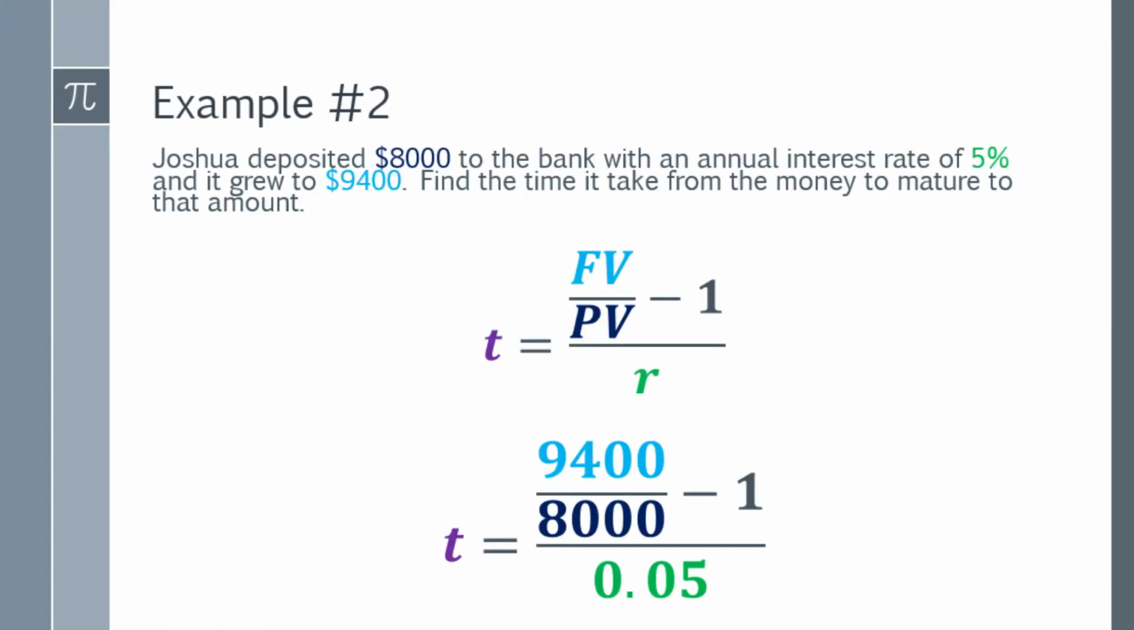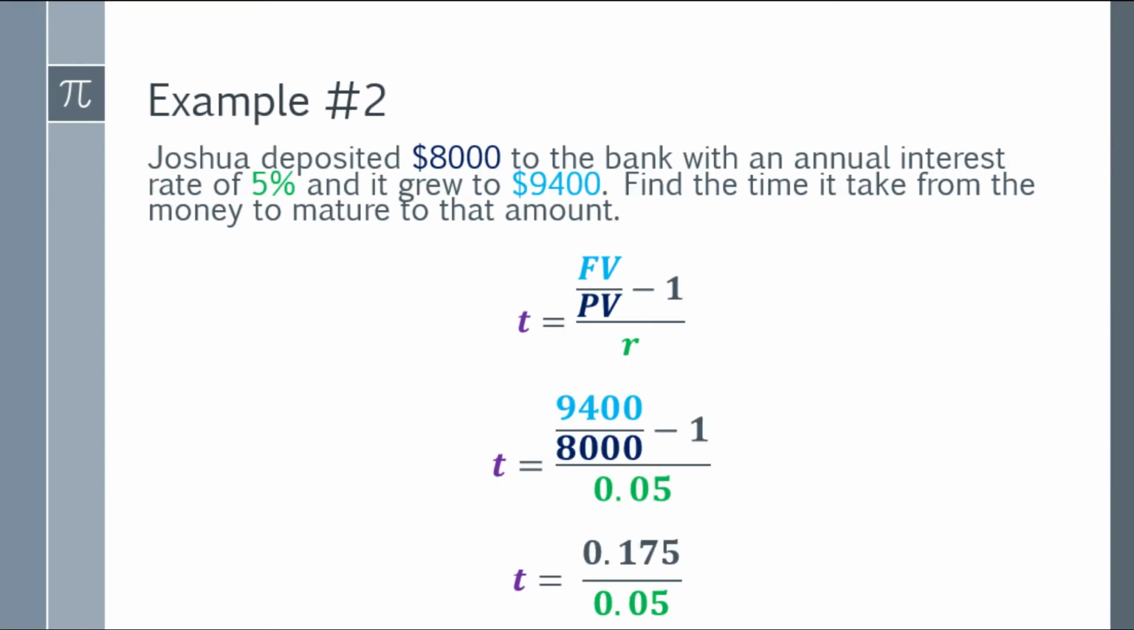So again, for the numerator part, we have a fraction. Future value over present value. Ang future value natin is 9,400. Ang present value, yung dineposit niya, that is 8,000. Tapos, 9,400 over 8,000, yung sagot niyan, ma-minus natin ng 1. And that's the answer in the numerator part.